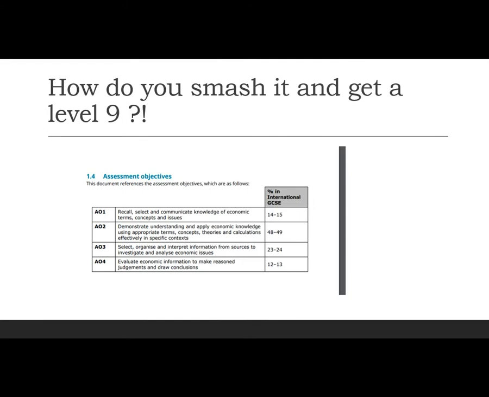If you have a look at the top, which is AO1, which is recalling, selecting, and communicating knowledge of economic terms, concepts, and issues, that's only 14, 15%. So analysis and demonstrating that understanding is the most important. But so is evaluation. We're going to have a look at this a little bit later on, but evaluation is actually what probably separates somebody getting a level 9 or a level 6 or 7. Okay, we will have a look at that shortly. I probably will make a video later on purely on evaluation, and how to separate yourself from other students.